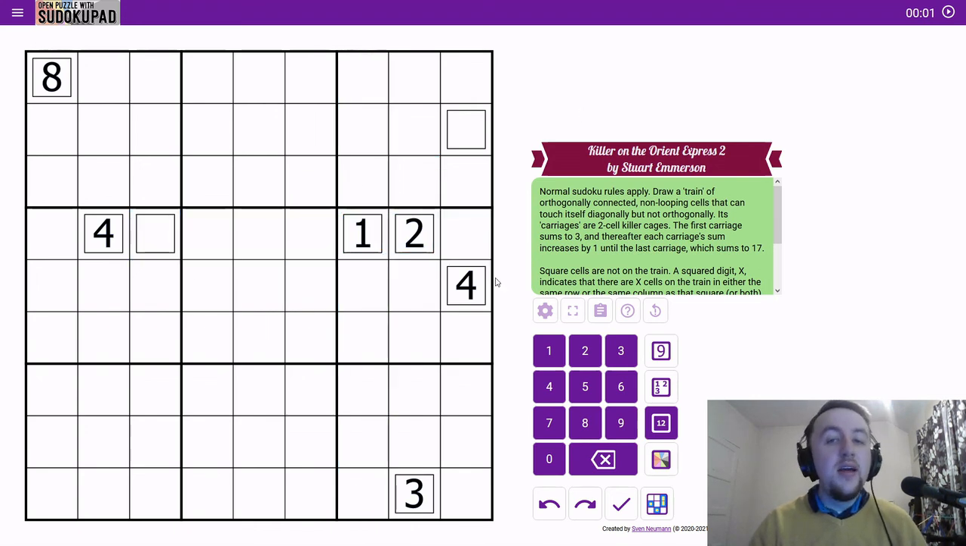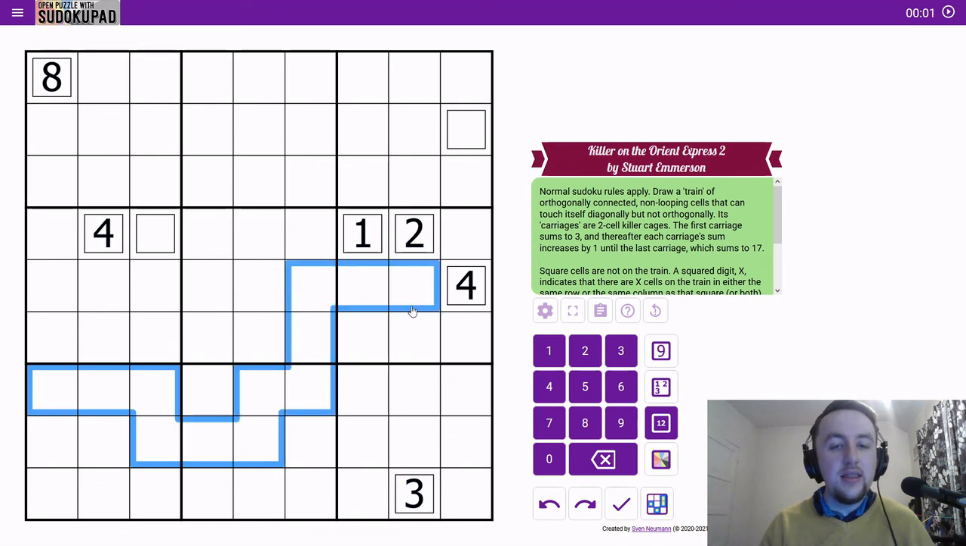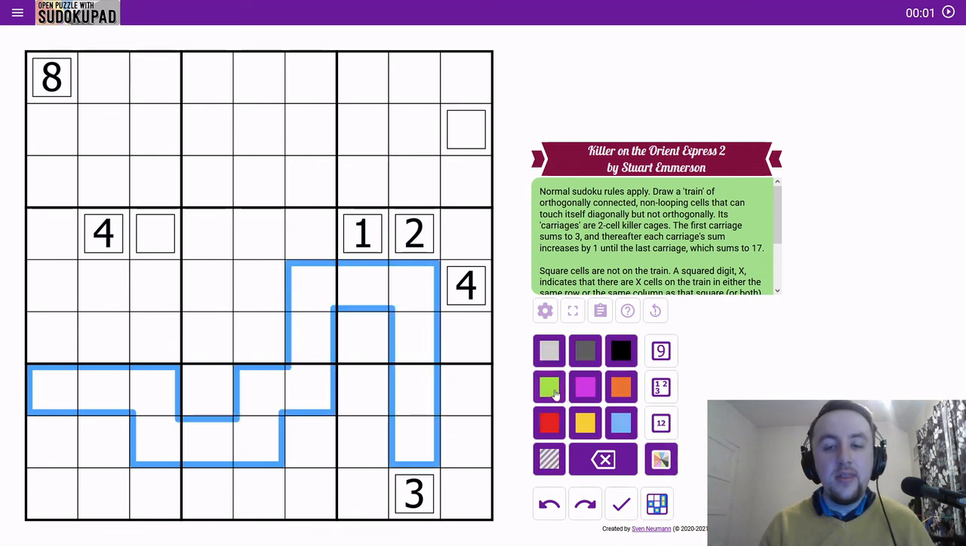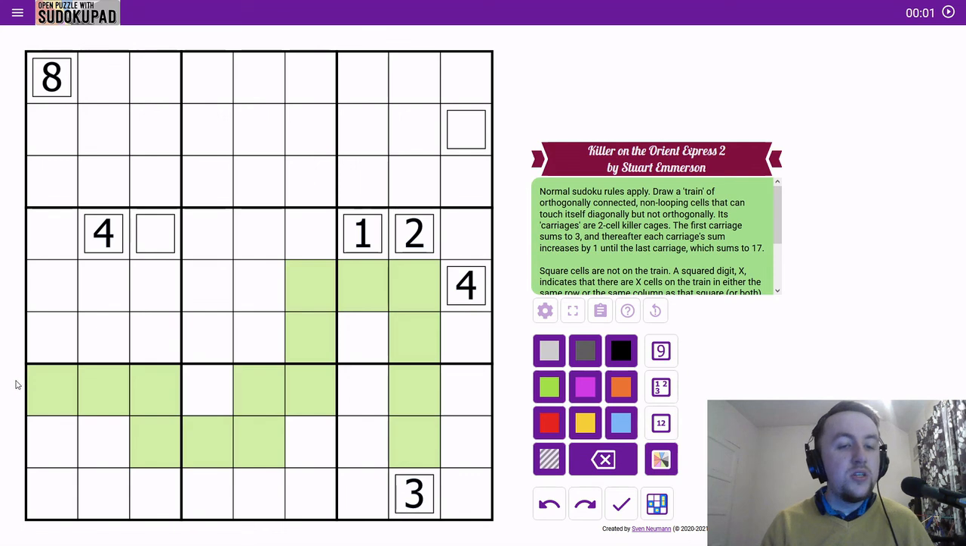I'm sure we could have clues outside the grid, for example, saying how many train cells are in each row and column, or how many different stretches of train there are in a row or column. So, for example, if the train goes like that, then we might have a clue outside the grid just here saying 3, because there are 3 distinct stretches of the train. Maybe that's a variant that has some potential.